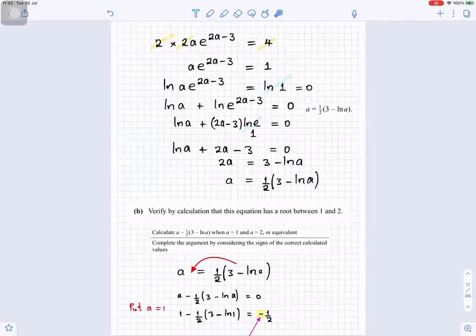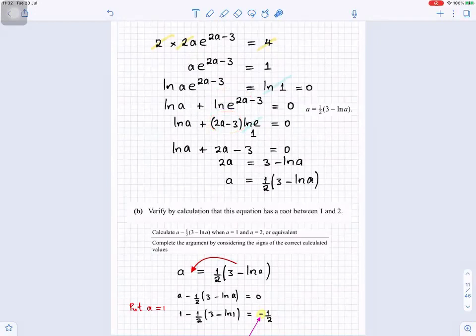Which, if you cross multiply, will be 2 times 2a e to the 2a minus 3 equals 4. The 2 times 2 is 4. It will cancel with that 4. So you got a e to the 2a minus 3 equals 1. If you put ln in front, ln of 1 is 0. So you can separate this: ln a plus ln e to the 2a minus 3 is equal to 0. So ln a plus 2a minus 3 comes to the front.